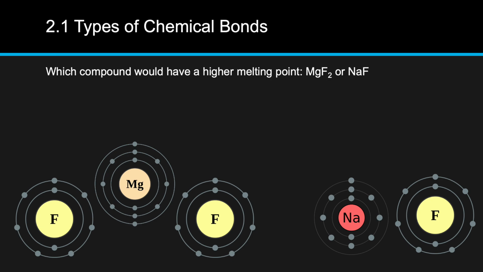So when we look at magnesium compared to sodium, our two metals, magnesium has 2 valence electrons, so it's going to donate both of those and become a 2 positive charge, while sodium only has 1 valence electron and will form a positive 1 charge. So since magnesium has a greater charge, magnesium fluoride is going to have a higher melting point because the Coulomb attractions are way stronger in magnesium fluoride than in sodium fluoride.